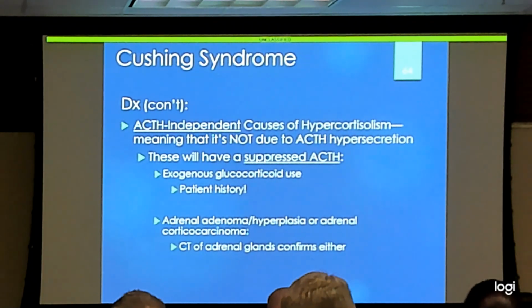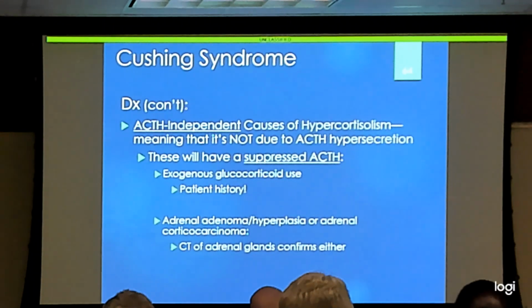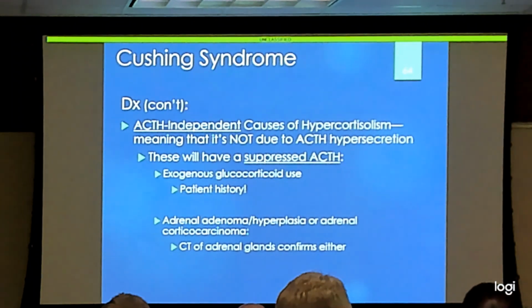Because I'm taking steroids all the time, prednisone, dexamethasone, whatever it is, my ACTH level should be abysmal, gone, because the body doesn't know if it came from your body or from a pill. The steroids suppress ACTH, and that should happen. So all you do is ask the patient, are you taking any steroids or glucocorticoids, pick your choice. So exogenous glucocorticoid use, patient history, got that.